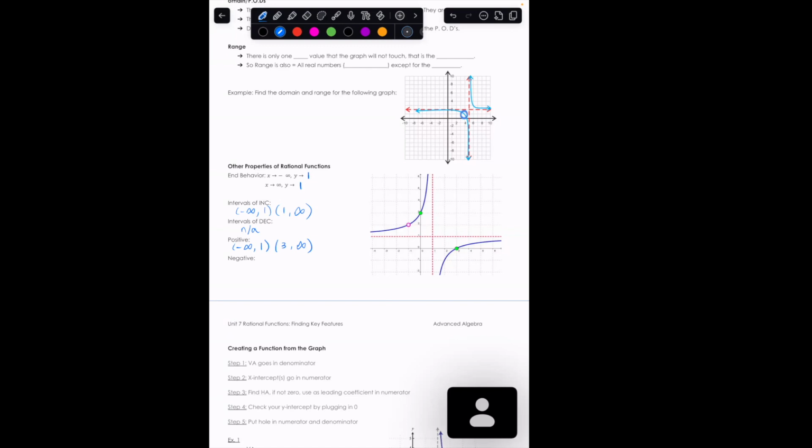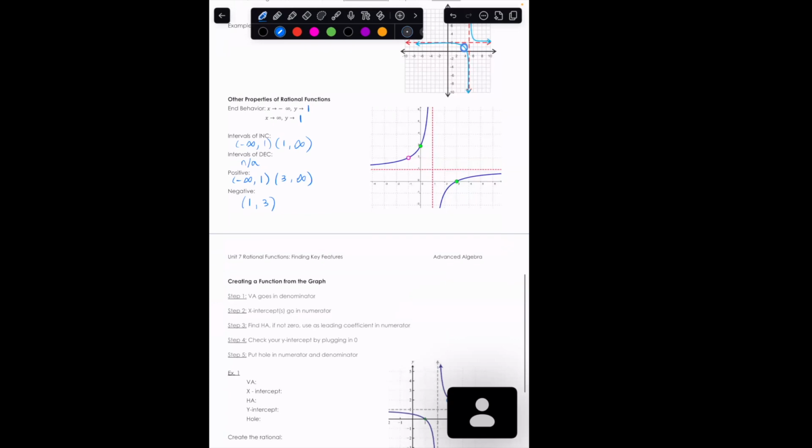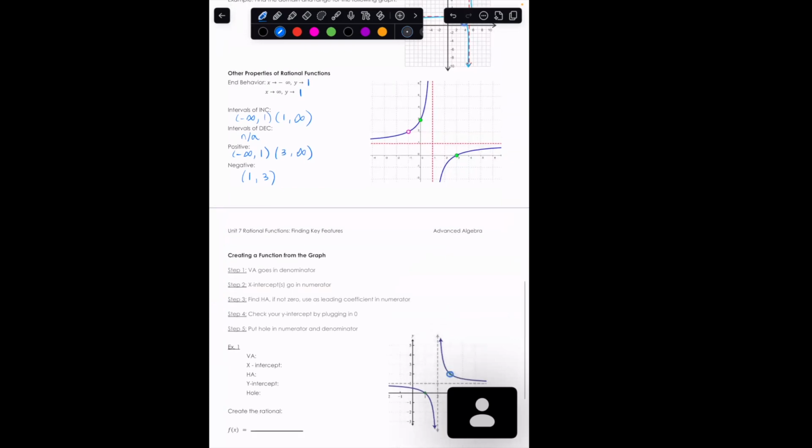All right, and then negative, the function is negative from 1, so all from here until 3, and I'm going to use parentheses on both of those. 1 because it's an asymptote, and 3 because 0 is neither positive nor negative.